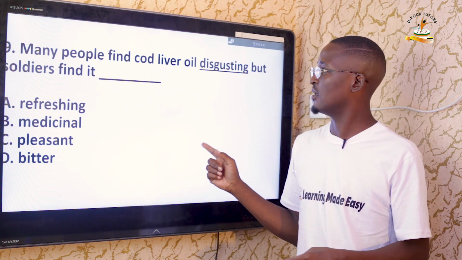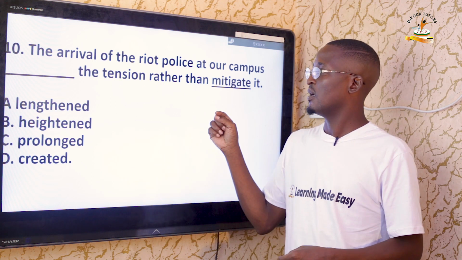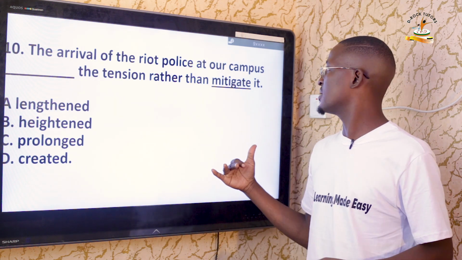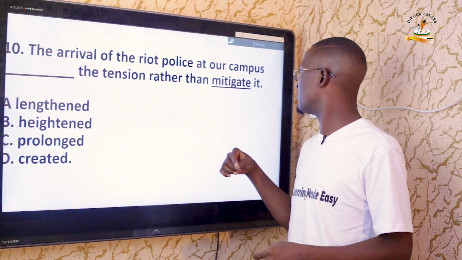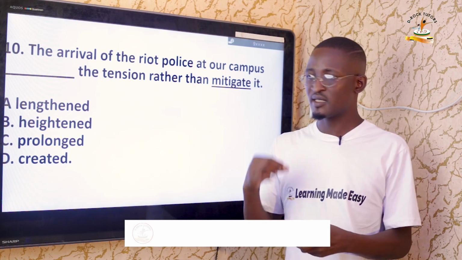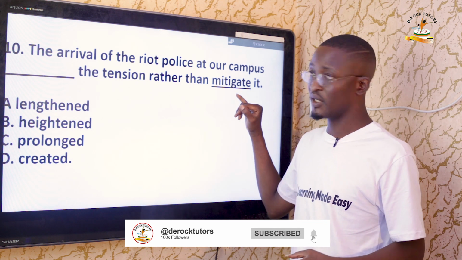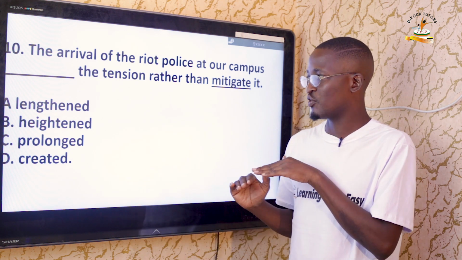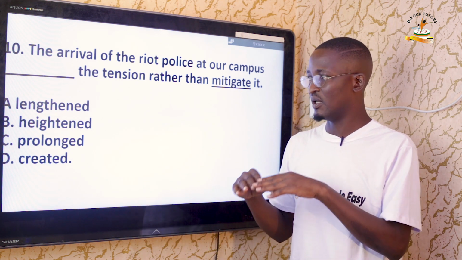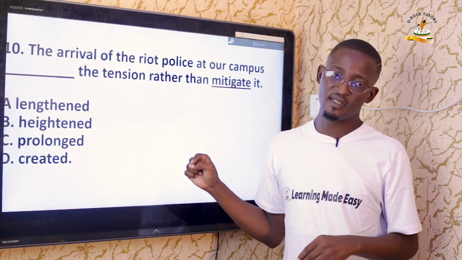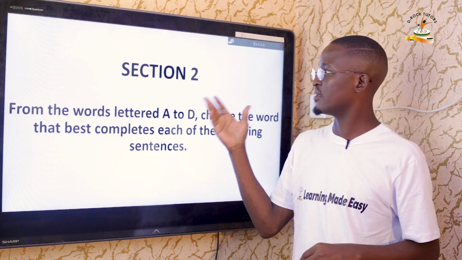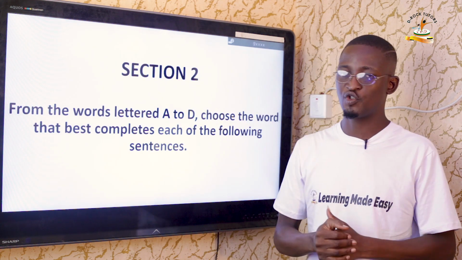Number 10. The arrival of the riot police at our campus dash the tension rather than mitigate it. Dash the tension. So we are talking about mitigation, which is having to shorten. So now the next opposite should be heightened. Heightened, that is option B. You heighten the tension. Then we are after section 2.